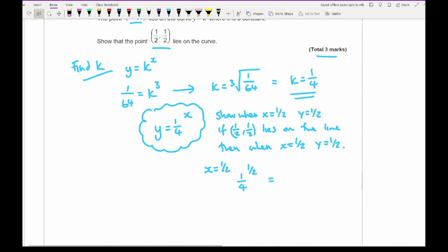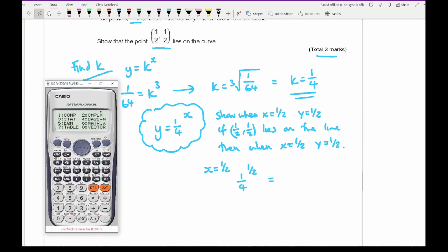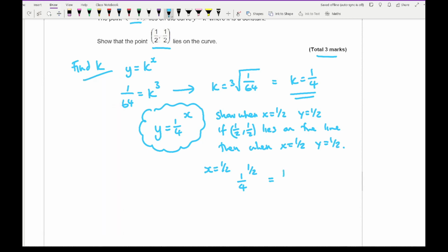And if you type that into your calculator, you might need to reset your calculator. If you're still on the table format, you want to reset your calculator, just go mode, and then you want comp, so number 1. So here we've got our fraction. Let's set up a bracket. Fraction 1. You could alternatively have just done 0.25. Close bracket to the power of 0.5 equals, and that equals 1/2. So 1/2 lies on the curve. And there we go.